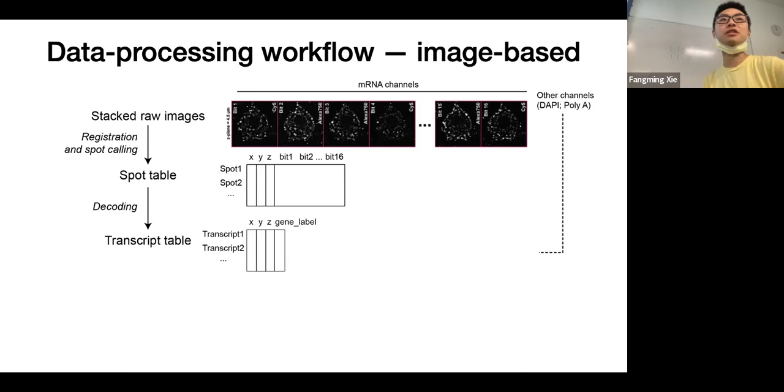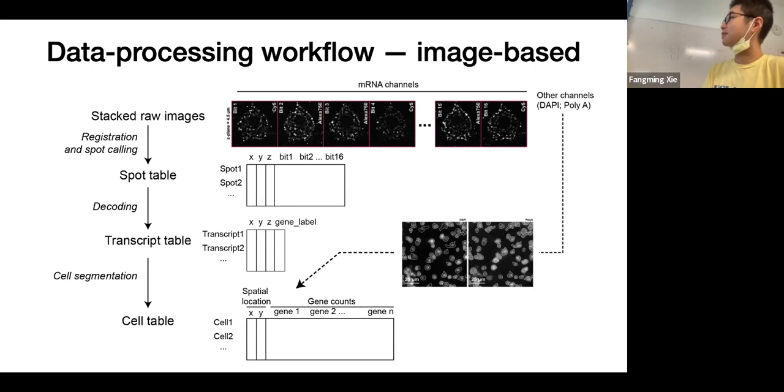Each individual spot is now called a transcript, because we know its molecular identity in terms of genes. So that's the transcript table. This is now a single-molecule resolution spatial measurement of gene expression. But what we actually care about most of the time is to summarize molecules into cells and know for each cell where it is and how many molecules of each measured gene it has. To summarize from the transcript table to the cell table, you just need to circle areas in your images to decide which part belongs to which cell. Here's an image with circles around these regions, so all of the transcripts inside a circle are summarized and counted as belonging to that cell.